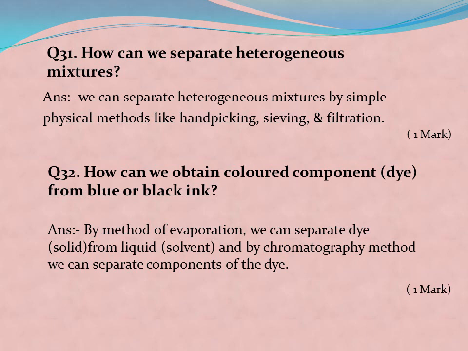Question number 32. How can we obtain colored component dye from blue or black ink? Answer. By the method of evaporation. We can separate dye solid from liquid solvent, and by the chromatography method we can separate components of the dye.